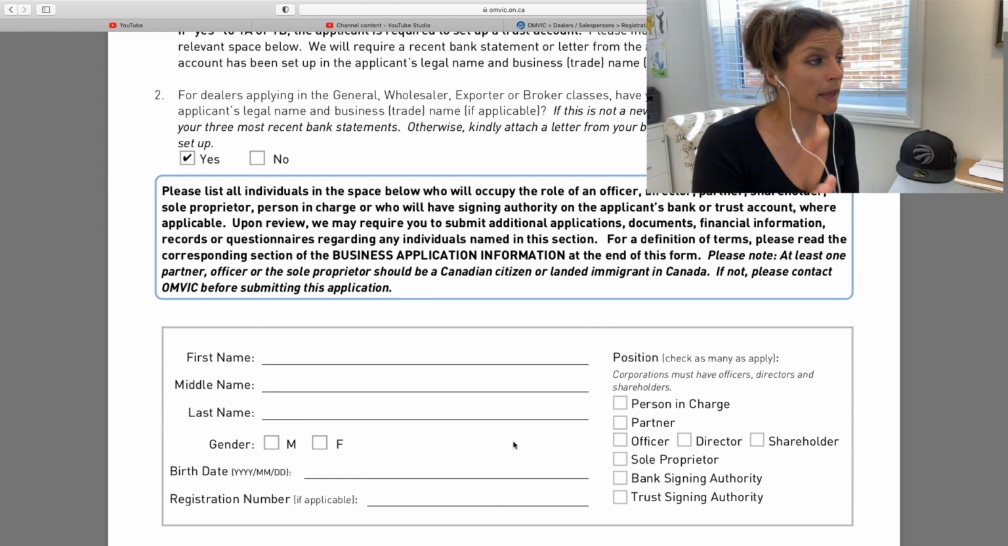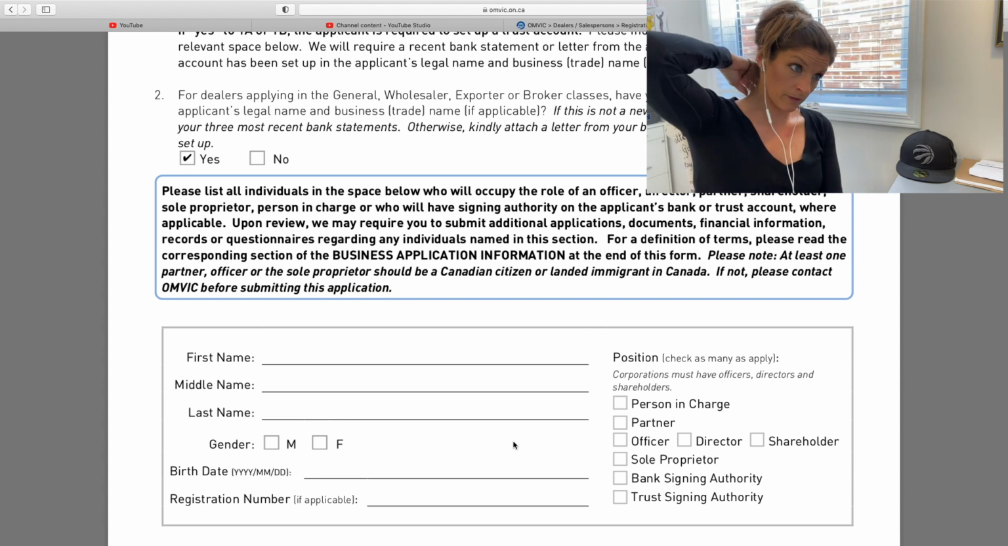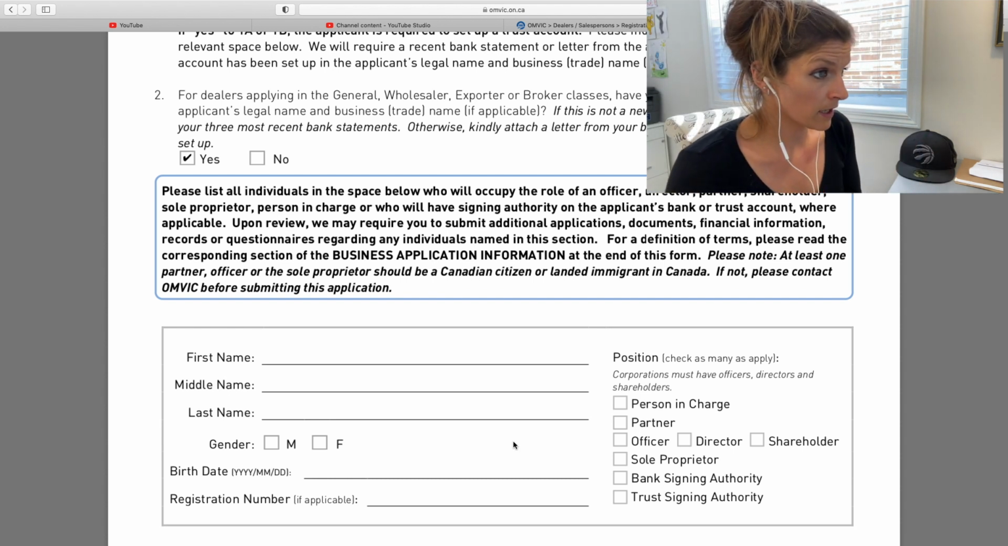Upon review, OMVIC may require you to submit additional documents or financial information records for all the individuals that you list. So be aware of that.